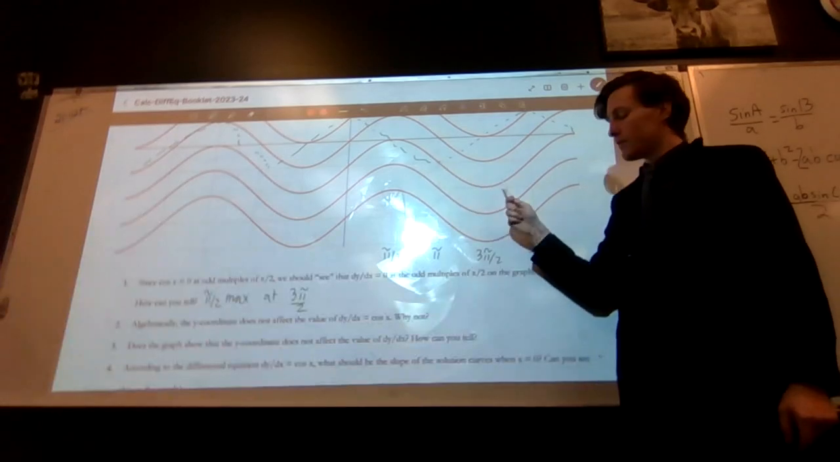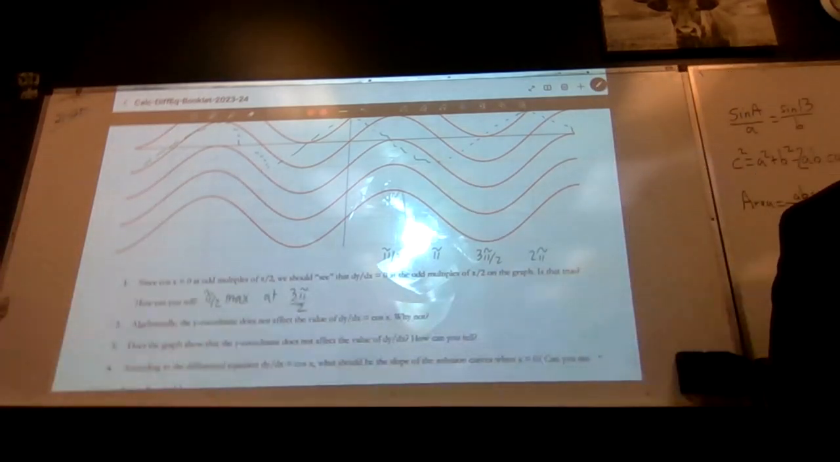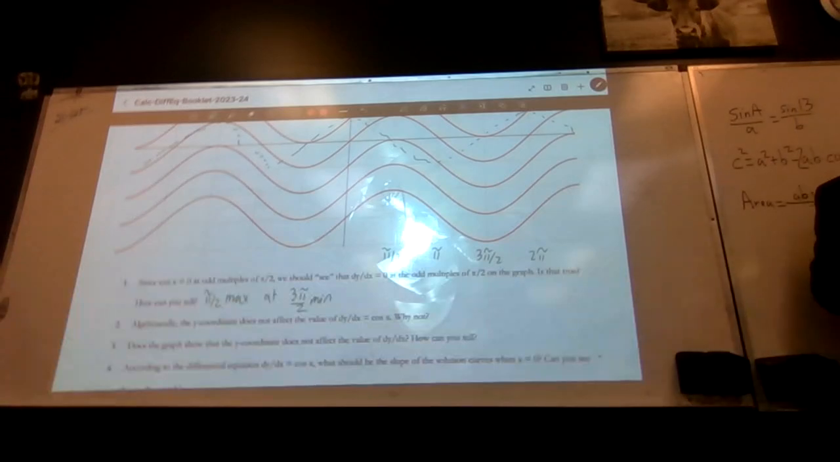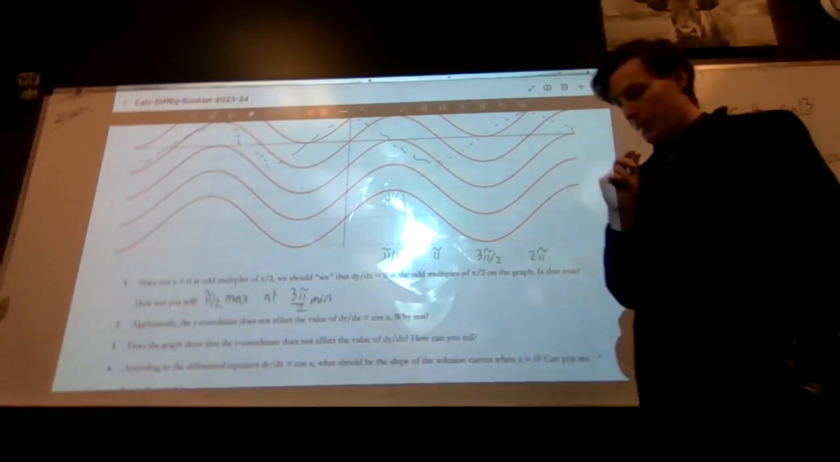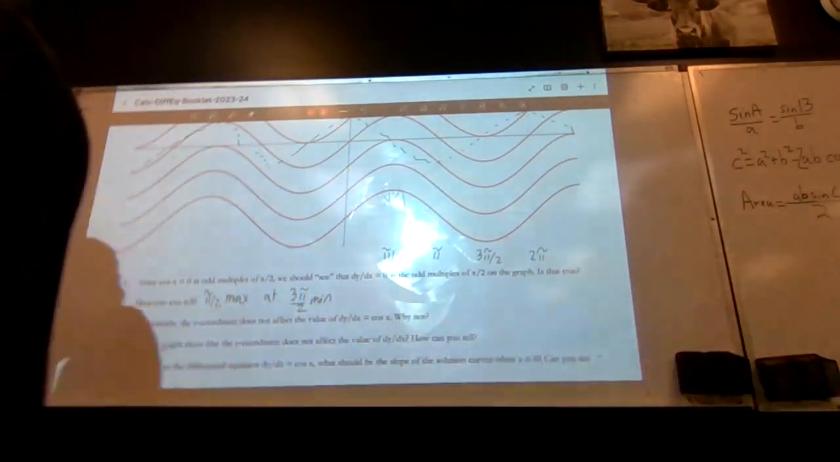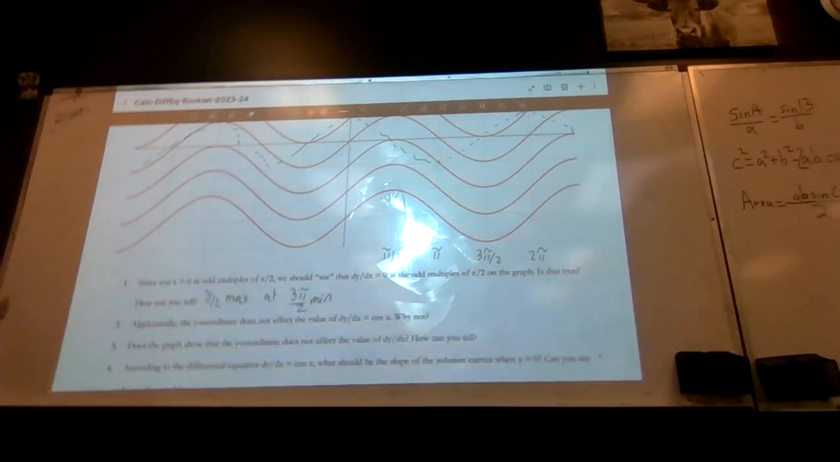Isn't it a 0 instead of maximum? If there's a maximum in the derivative graph, doesn't that mean it's a 0 for the original graph? No, it's the other way around. If there is a 0 in the derivative, that means that the original graph has a maximum, right?